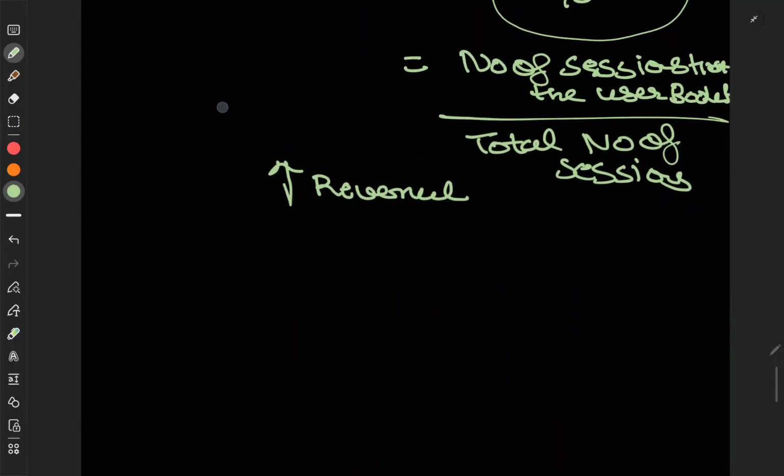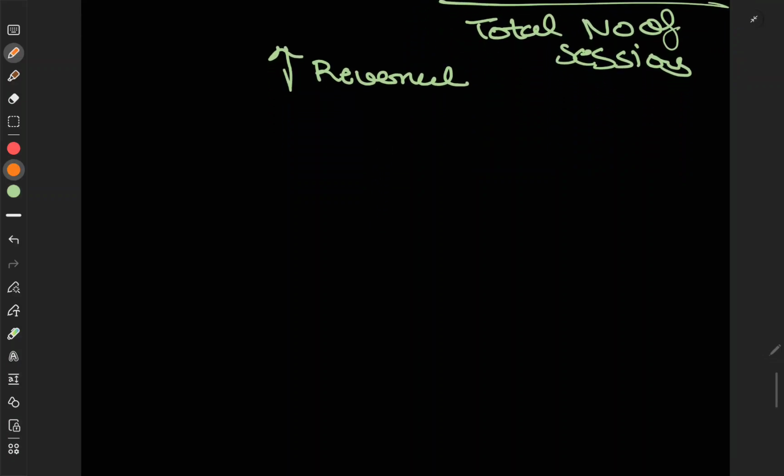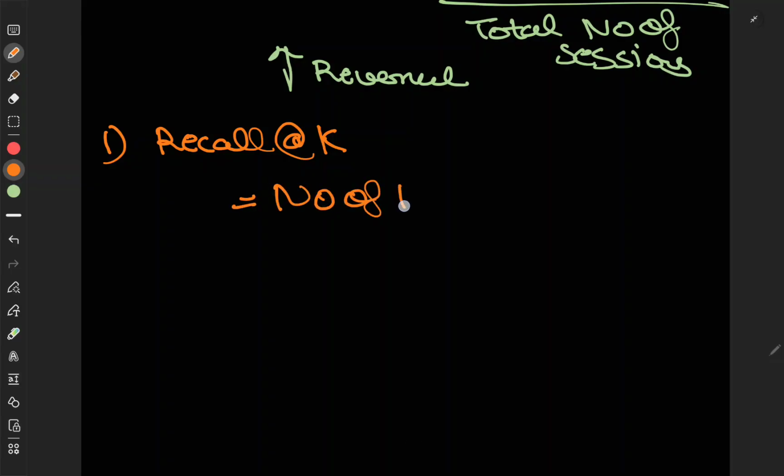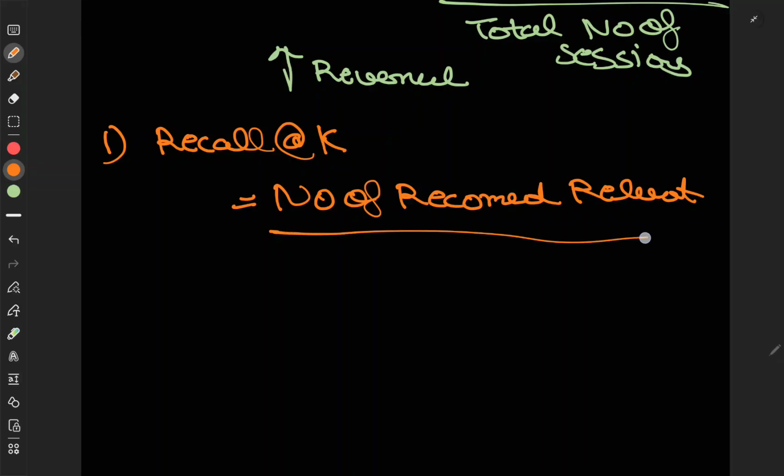For offline evaluation, there are generally two metrics. First is recall at k. Now, what does recall at k mean? Recall at k means the number of relevant recommendations divided by the total number of recommendations.